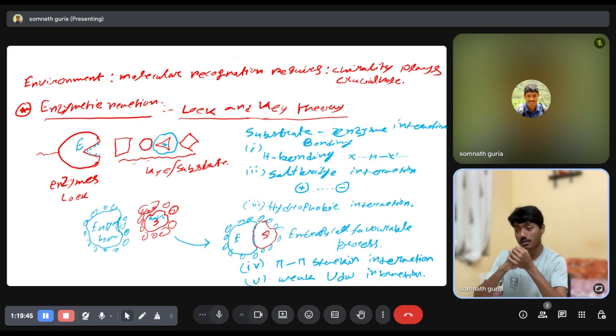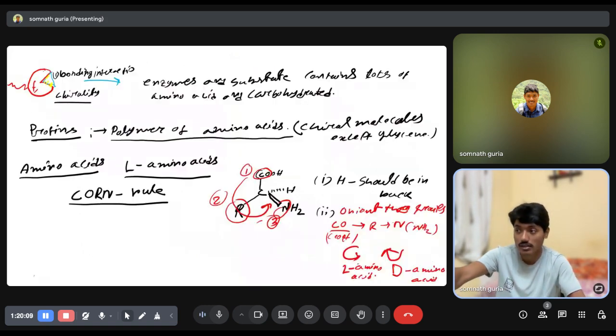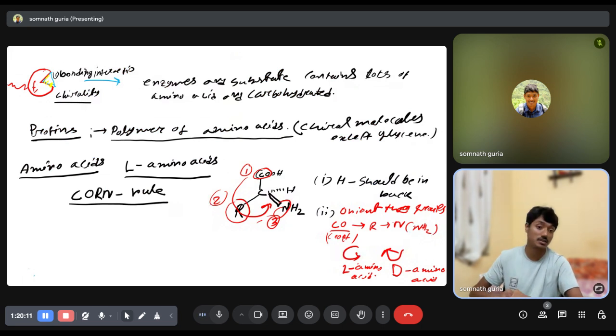For that we talk about the enzymatic process. First of all, this enzymatic process follows the lock and key theory, which involves interaction between substrate and enzymes, depending on hydrogen bonding, salt bridge interaction, hydrophobic interaction, and pi-stacking interaction. Another important thing is that chirality plays a role in that enzymatic reaction.